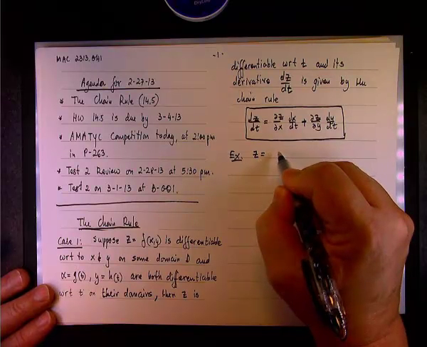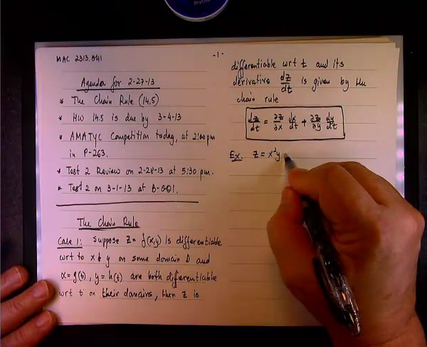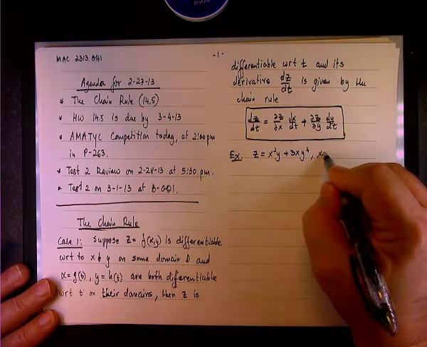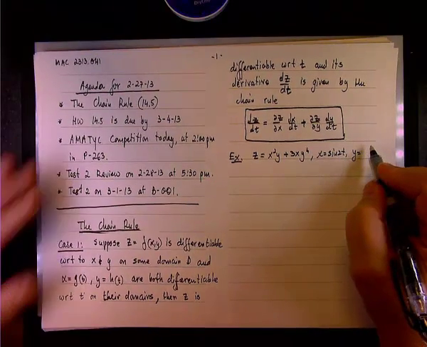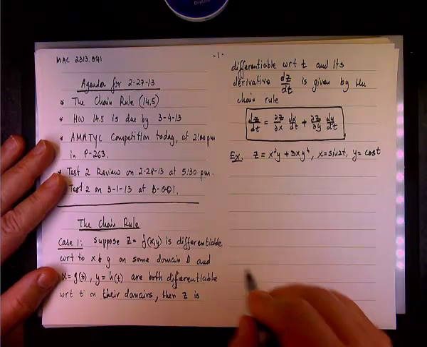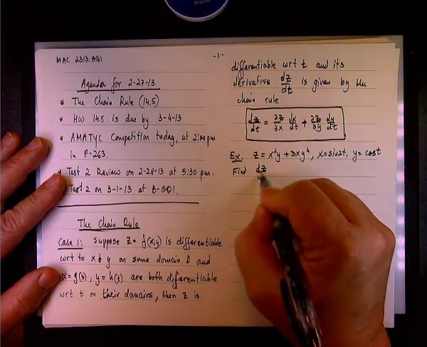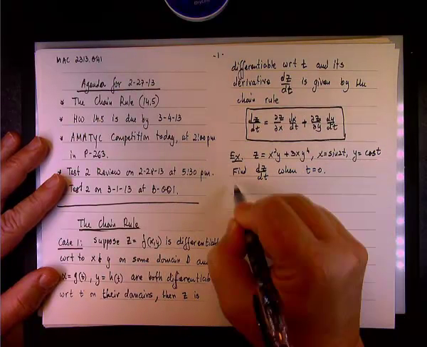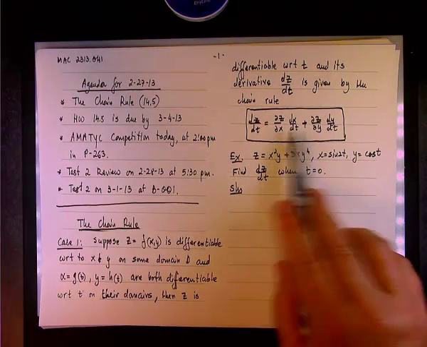So quick example, let z equal x squared y plus 3xy to the fourth, and let x equal sine of 2t, y equal cosine t, like so. And we want to find dz dt when t equals 0.